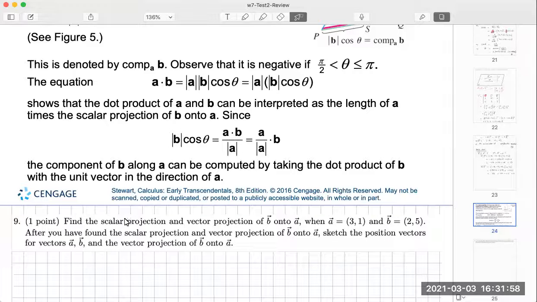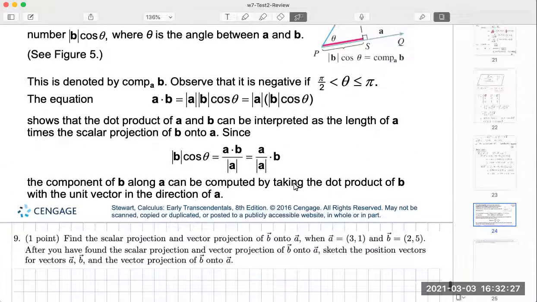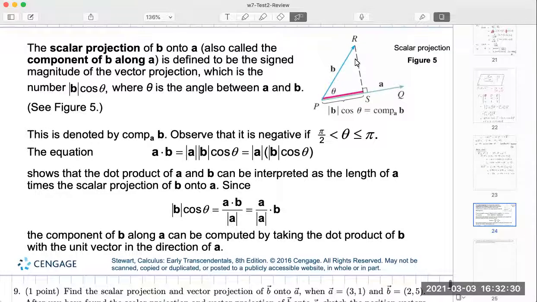So this, we want to find the scalar projection of a vector B onto A. When A is this one, B is this one, after you find the projection here, sketch the position vector for the vectors A, B, and the vector projection of B onto A. Okay, very good. Then here, this is the notes in chapter 12.3.